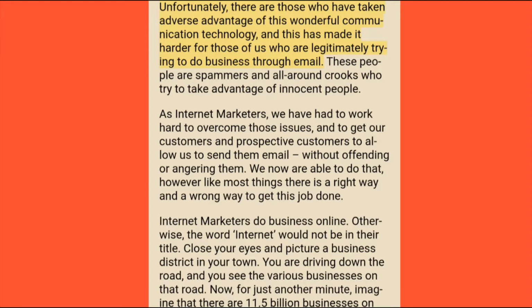These people are spammers and all-around crooks who try to take advantage of innocent people. As internet marketers, we have had to work hard to overcome those issues, and to get our customers and prospective customers to allow us to send them email, without offending or angering them. We now are able to do that. However, like most things, there is a right way and a wrong way to get this job done. Internet marketers do business online. Otherwise, the word internet would not be in their title.